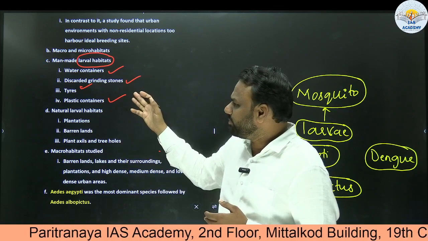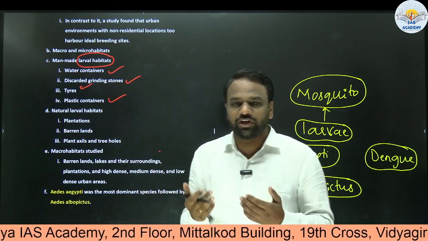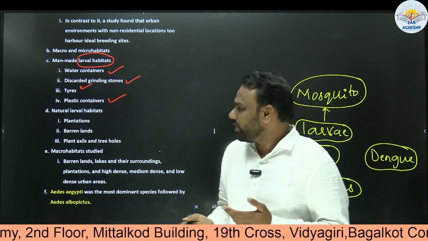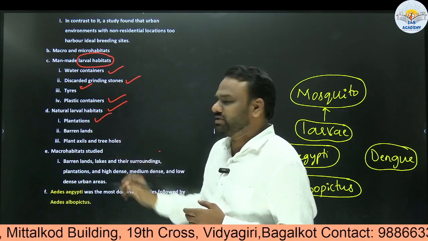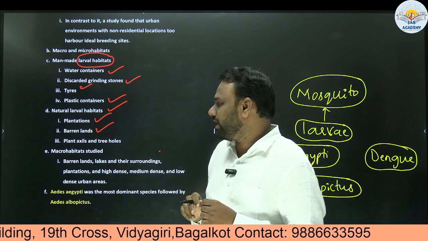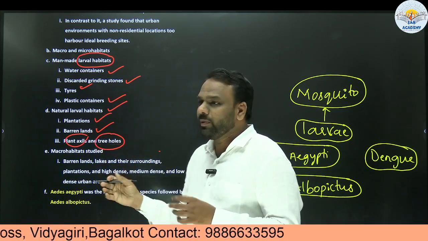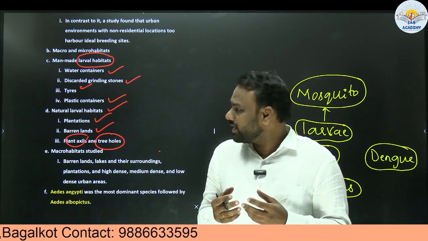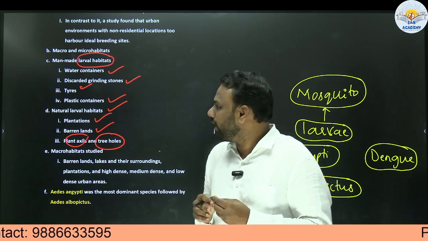Okay. So in prelims, a question can be asked, yes, they may ask you a question like which of the following can act as a potential breeding site for mosquitoes? Such kind of questions they may ask. Apart from the man-made, there are natural larval habitats as well. Plantations are there. Next, barren lands also can act as larval habitats. Next, plant axils and tree holes. So wherever water can be stored, generally such places become potential breeding sites for larva.